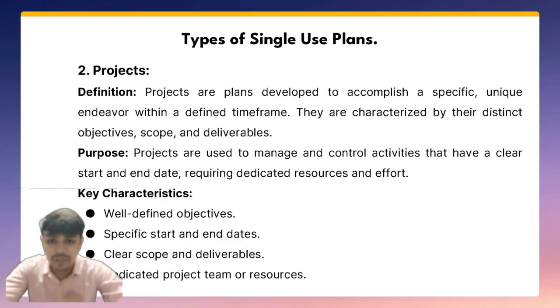We define project as a plan developed to accomplish a specific unique endeavor within a defined time frame, and they are characterized by their distinct objectives, scope, and deliverables. Program is much broader in terms of its scope, whereas project is much narrower. As we have talked about program having multiple projects, so project is a single area focused activity carried out in the form of plan. So that is why it is more specific.